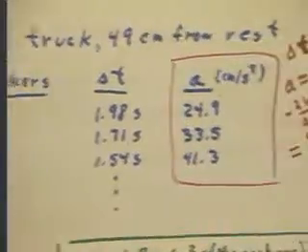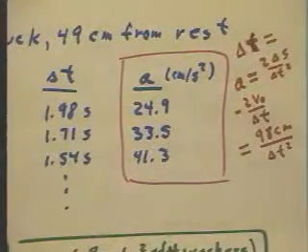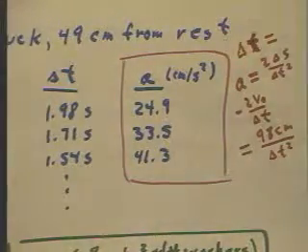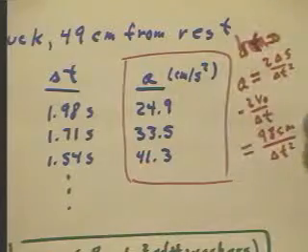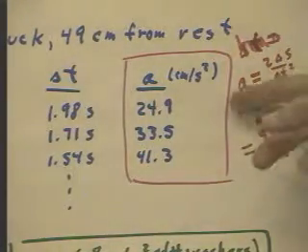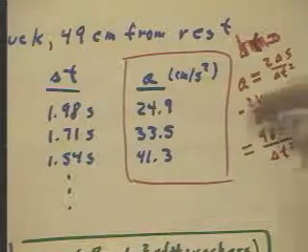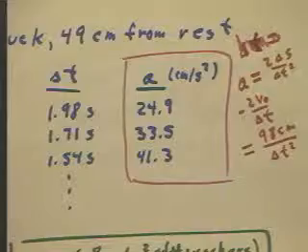And how did we get those accelerations? Well, remember that we saw that the acceleration was 2 delta S over delta T squared minus 2 V naught over delta T, the equation we just solved.